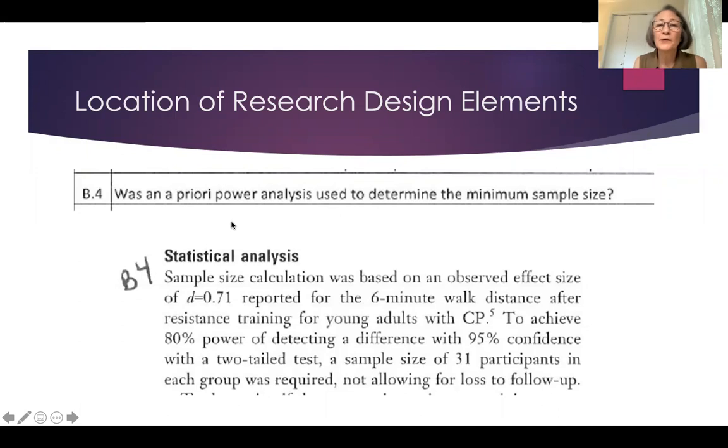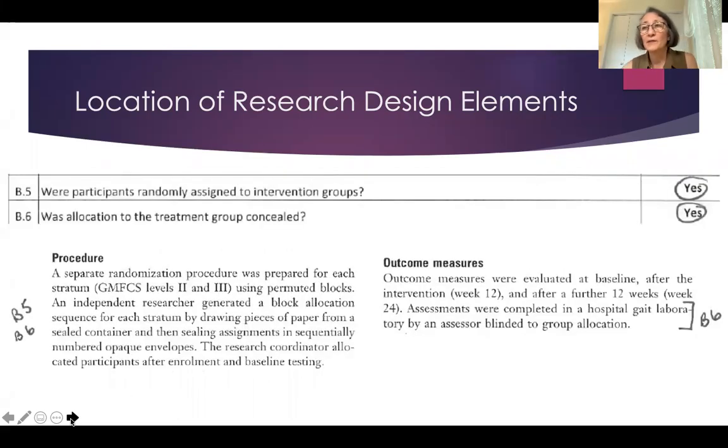B4, was an a priori power analysis used to determine the minimal sample size? And they actually did do a sample size calculation based on an observed effect size reported for the 6-minute walk test. And so they determined that to achieve 80% power at 95% confidence interval, a sample size of 31 participants in each group was required. Keep that in mind because we'll look at whether they met that sample size later on.